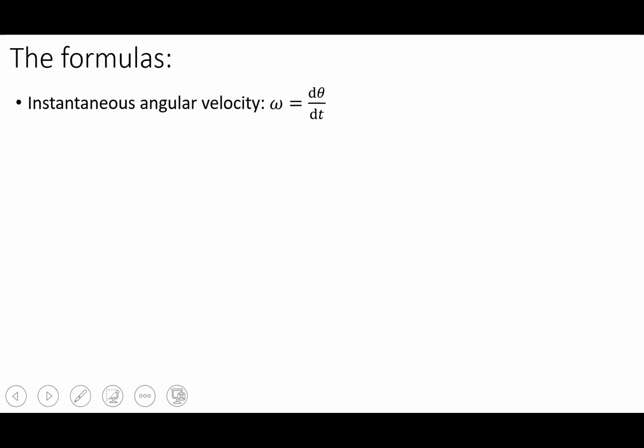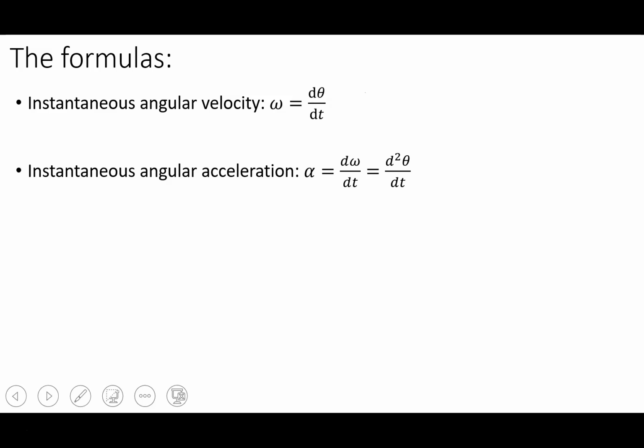The first formula is for instantaneous angular velocity, so that's omega equals the first derivative of the angular displacement as a function of time. The instantaneous angular acceleration, that's alpha, is equal to the first derivative of the angular velocity as a function of time, which would be the same thing as the second derivative of the angular displacement as a function of time. Oh, and there should be a 2 up there.